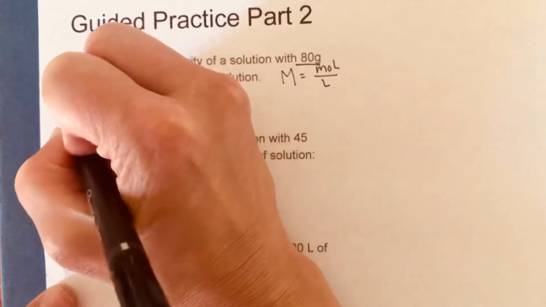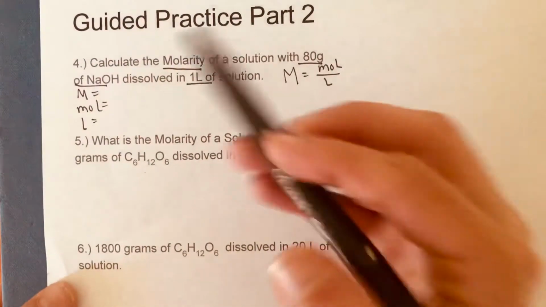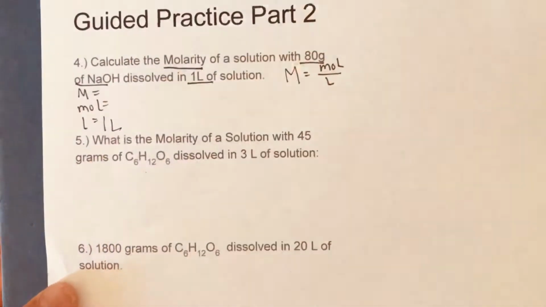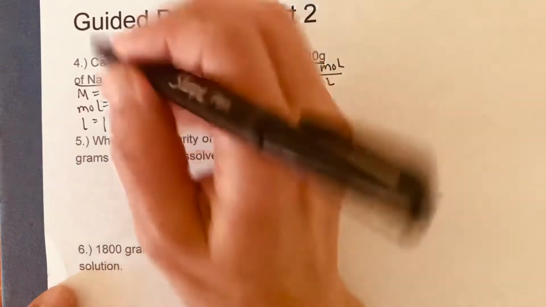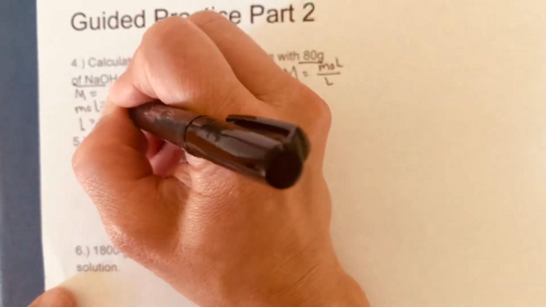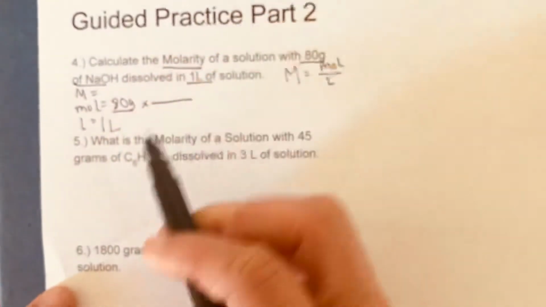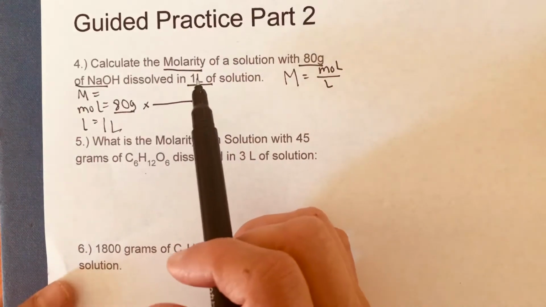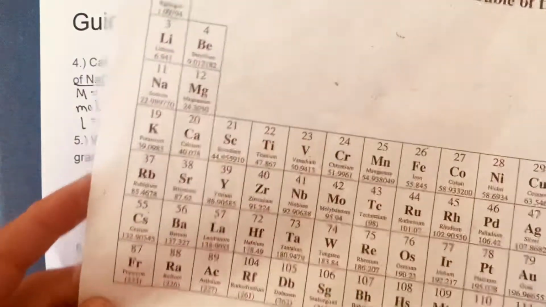So molarity equals moles divided by liters. So I have all my 3 variables here. I know I have 1 liter, so that's easy. I can just put that next to liters, but I don't know my moles. So I can use my grams of NaOH and I can convert them to moles. So next to moles, I'm just gonna write 80 grams. And as you remember, to get from grams to moles, you need the molar mass.